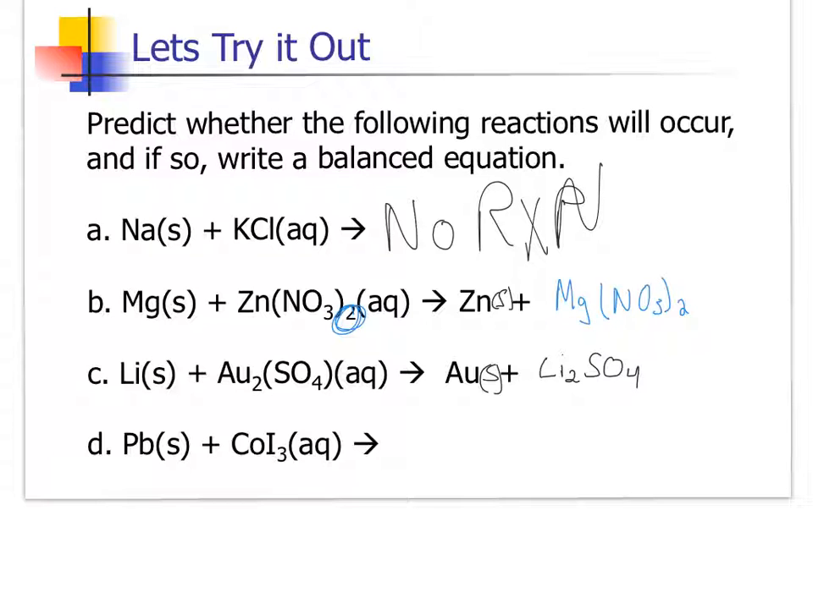Now in the next one, it might be a little tough to find cobalt on the activity series, but it's there, and it is higher than lead on the activity series, and therefore in this one we have no reaction.